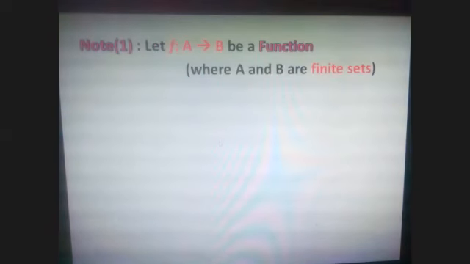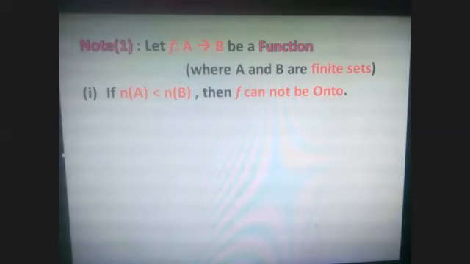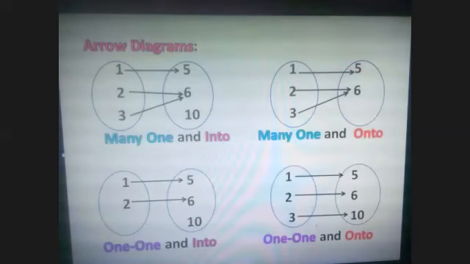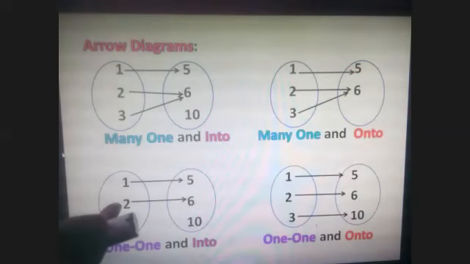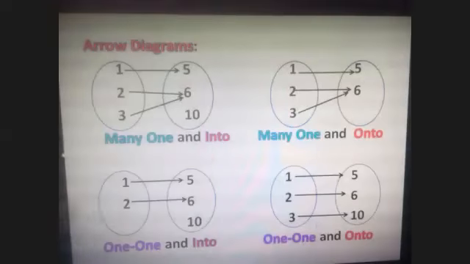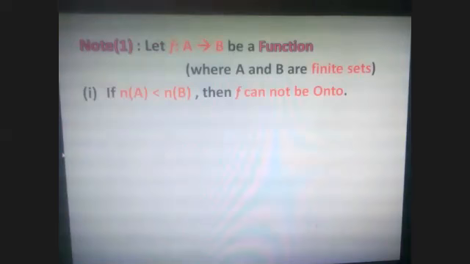Let f from A to B be a function where A and B are, be careful, finite sets. If the number of elements of A is less than that of B, then f cannot be onto. Can you imagine that? Take an example from the previous example. Here, A has two elements, B has three elements. Can you have an onto function? I cannot, because one element cannot have more than one image. It will not be a function. So if the number of elements of A is less than that of B, it cannot be onto.